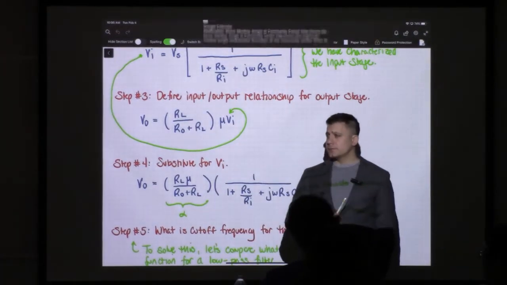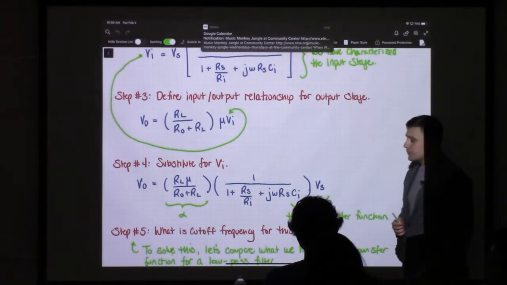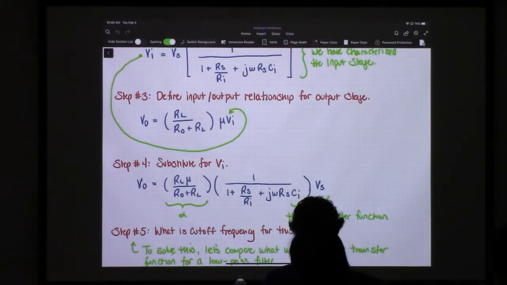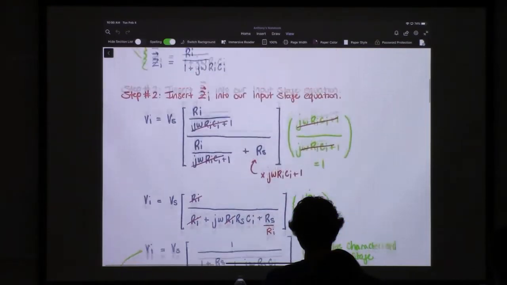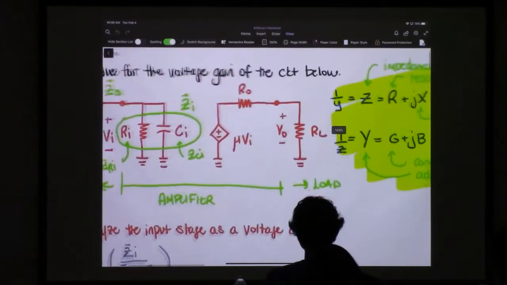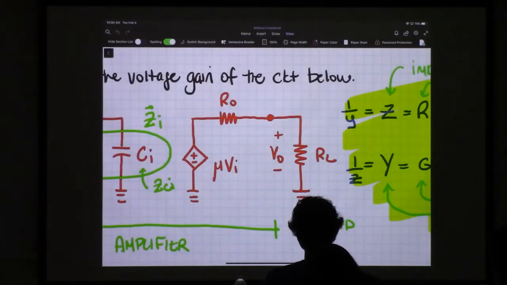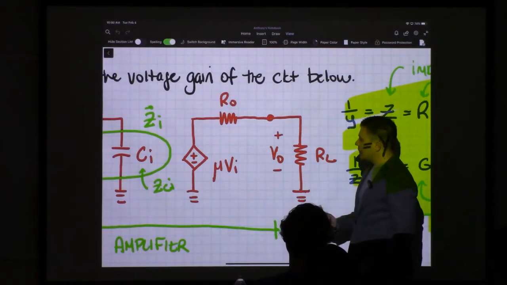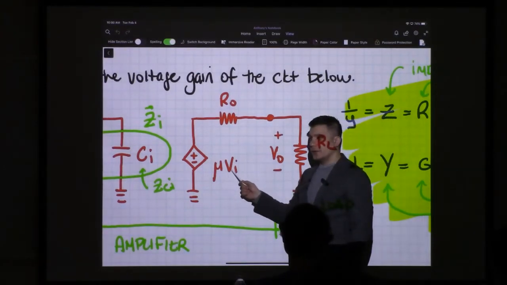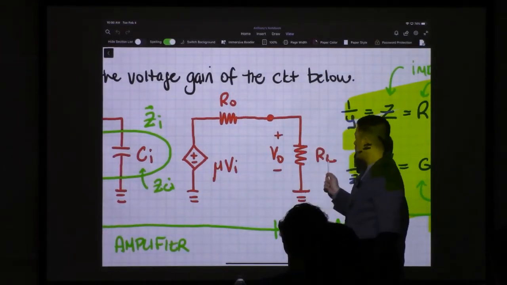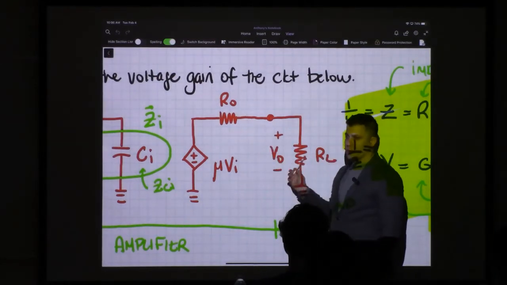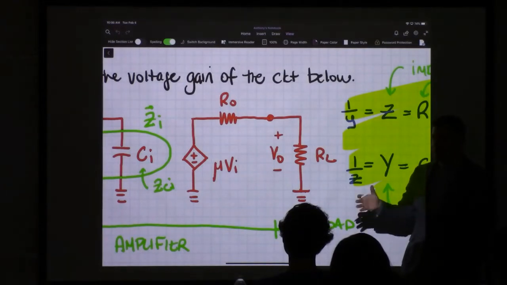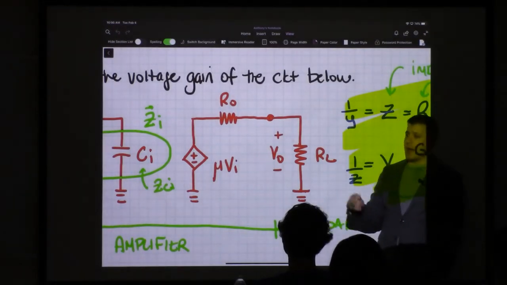Question: could you just repeat, go back to step 3? Sure, no problem. So step 3, unfortunately I can't get them both on the same screen, is just analyzing the output stage. For the output stage, we know V out is going to be equal to the input, which is mu VI, voltage divider, times RL over RO plus RL. So that's all that equation is. It's just the transfer function, or the input-output relationship, for the output stage.